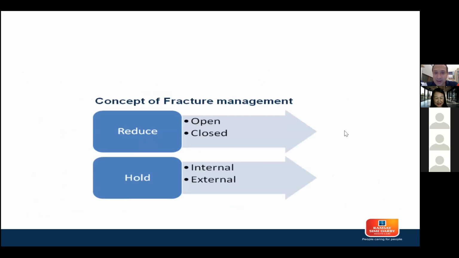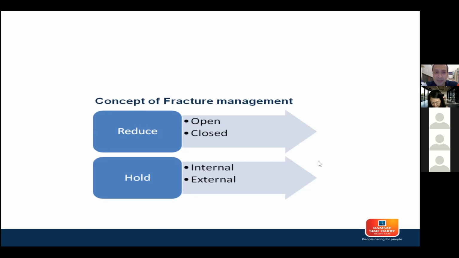So you can reduce the fracture open surgically. That means you make an incision, hold the bone, and put it together. Or you can do it closed, as a closed manipulation and reduction, where you pull the limb and bring it back into alignment. How do you hold it? You can hold it internally, again using any sort of metal implants, plates, wires and screws, or you can hold it externally either with splints or with a POP and whatnot.